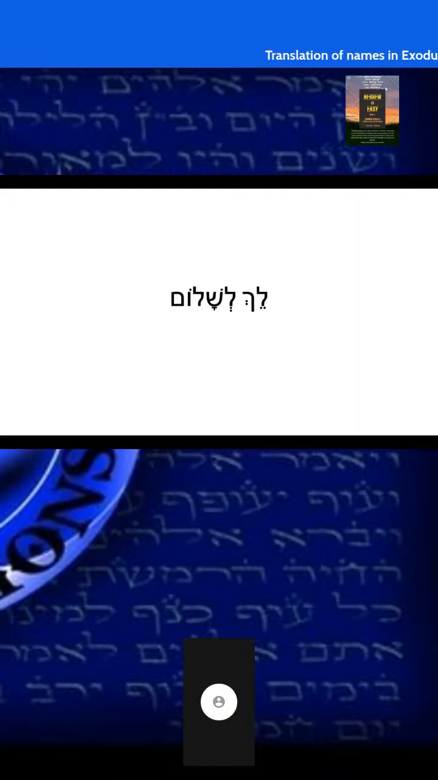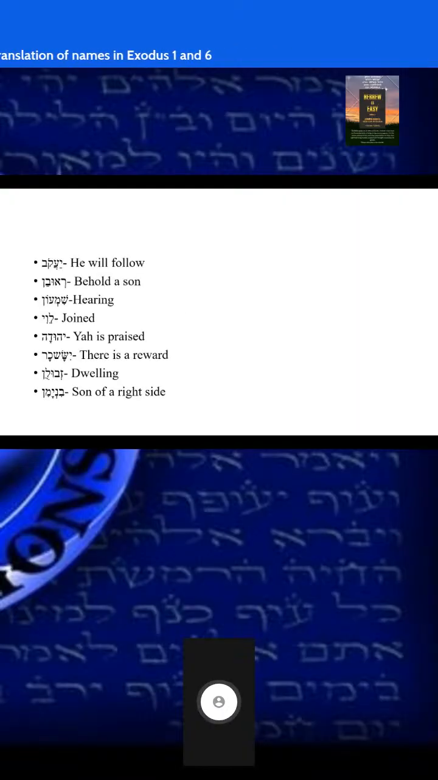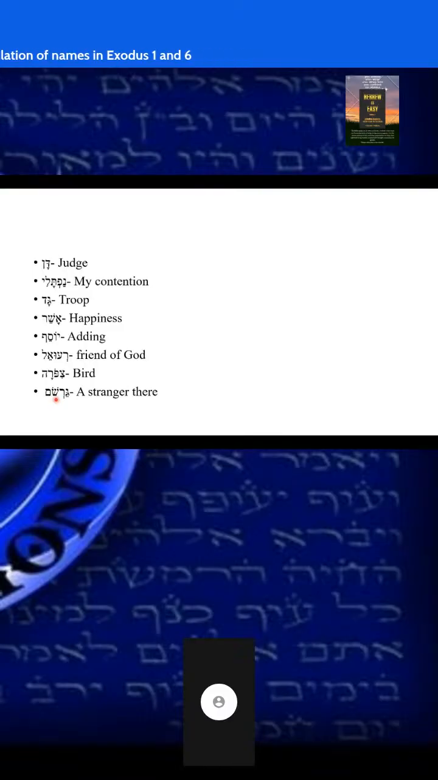Let us continue. We see here, using the laser pointer, brothers and sisters, Yaakov, meaning he will follow. Reuben, meaning behold the son. Shimon, meaning hearing. Lewi, meaning joined. Yahuda, meaning Yah is praised. Yisaskar, meaning there is a reward. Zebulun, meaning dwelling. Benjamin, son of the right side, or son of a right side. Dan, meaning judge. Naphtali, meaning my contention. God, meaning truth. Asher, meaning happiness. Yosef, meaning adding or increasing.